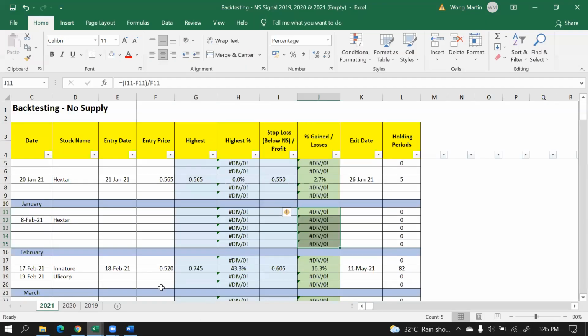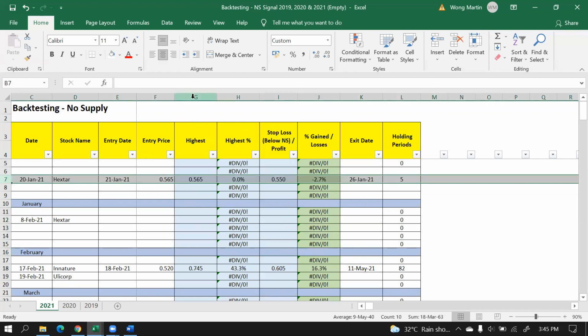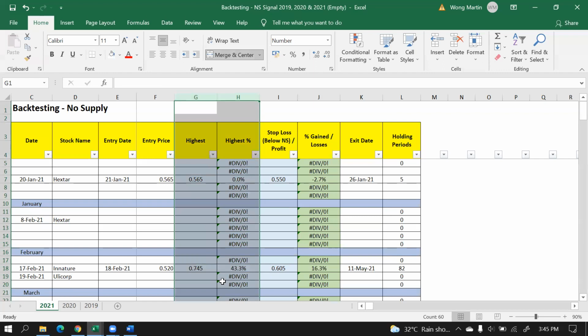When I do backtesting, I always ask why. For example, why Martin asked me to do the highest. It seems difficult for you to know where the highest is, where the bottom is, for this particular chart.